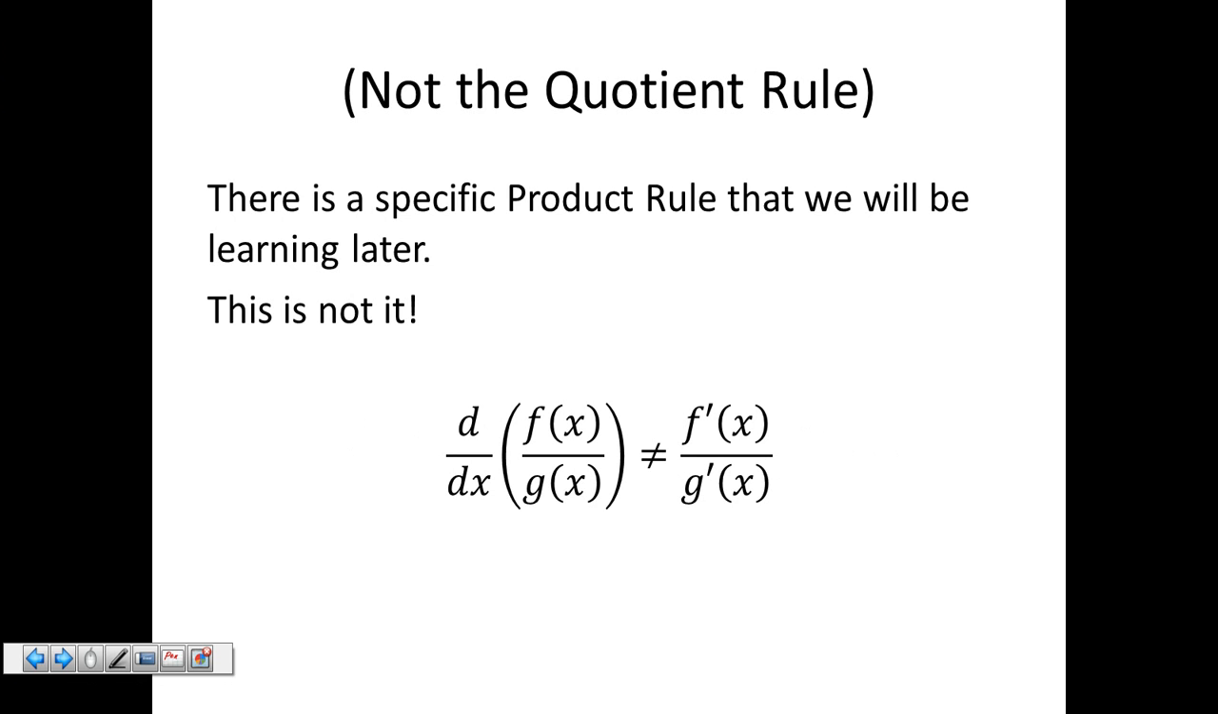Similarly, this is the not quotient rule. If we try to take the derivative of a quotient, where we have maybe a polynomial on top and a polynomial on the bottom of a fraction, we do not simply take the derivative of the top and take the derivative of the bottom.